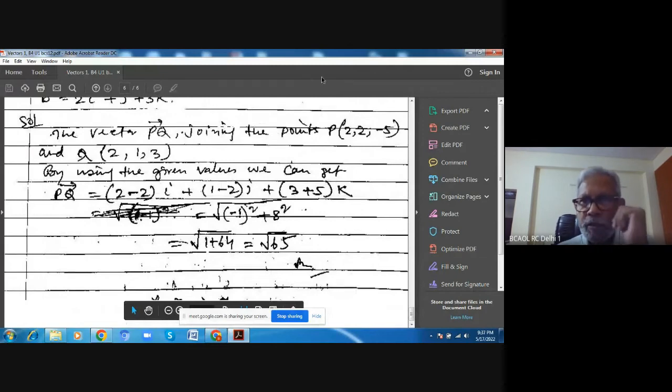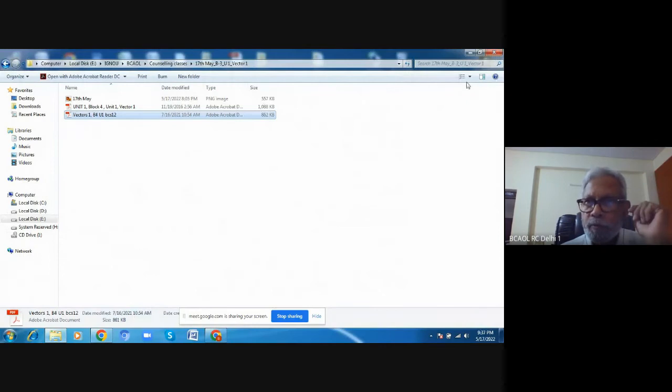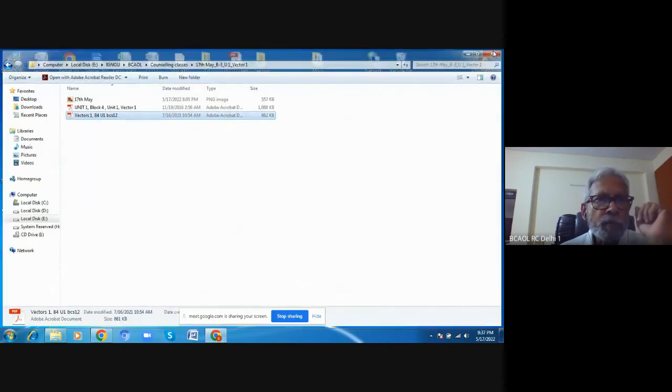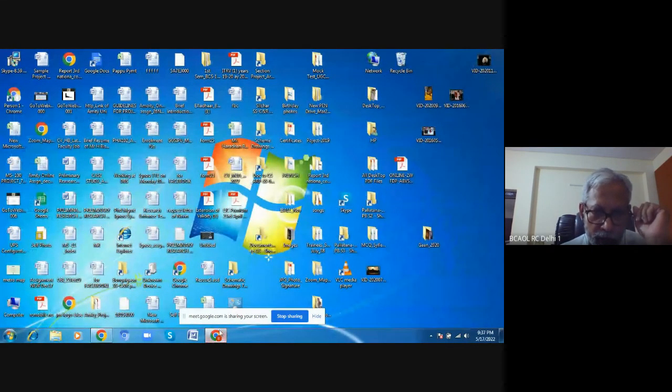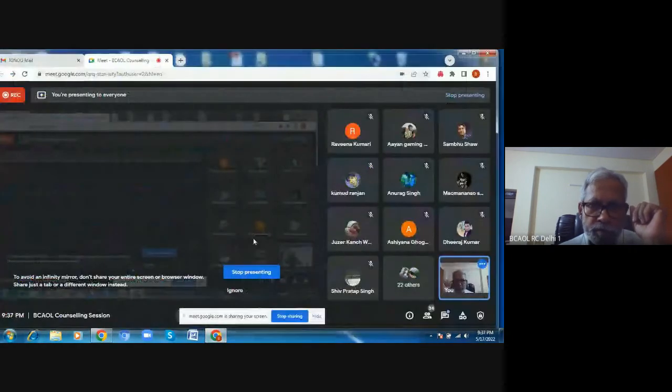So this unit is over. Tomorrow we will discuss the vector 2. That will be more about the nature of things. There are angle vectors, there are so many other types of vectors. So from this vector 1 and vector 2, we will get 2 questions.